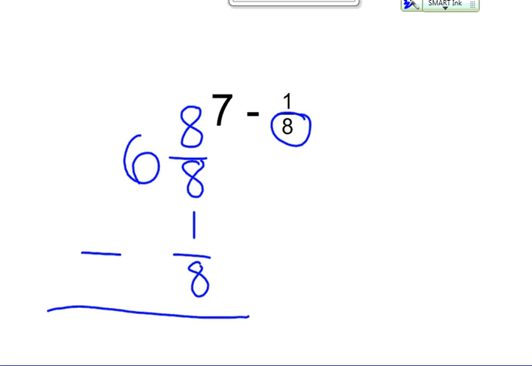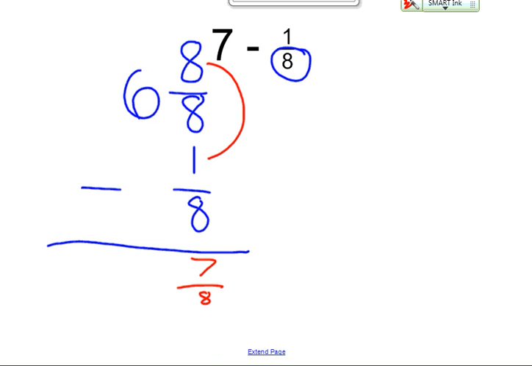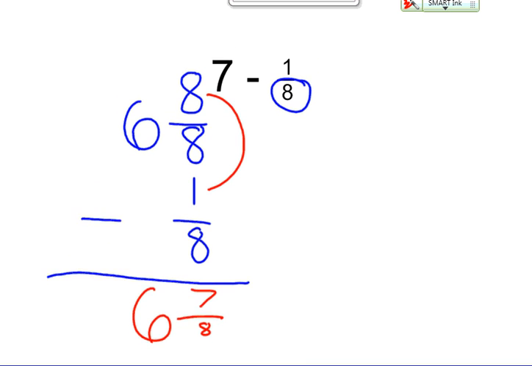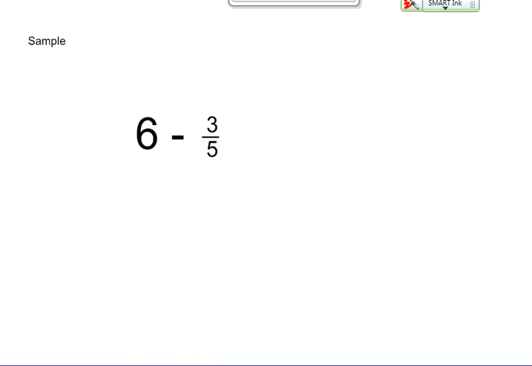So we can do 8 minus 1. 8 minus 1 is going to give us 7, and our denominator stays the same. And now we can do 6. Bring that 6 down. And we get an answer of 6 and 7/8.